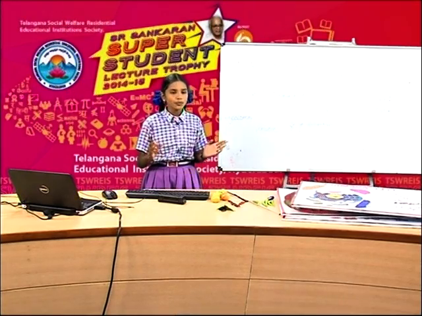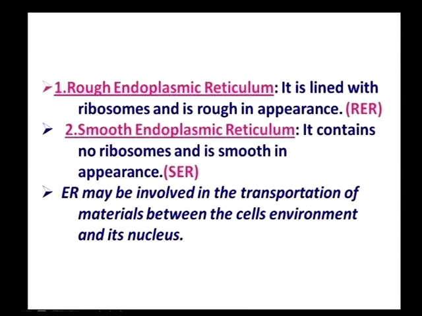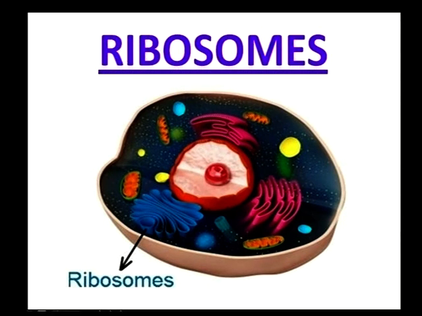Let's see in PowerPoint. The area where ribosomes are present on the surface is called rough endoplasmic reticulum, and the area where ribosomes are not present on the surface is called smooth endoplasmic reticulum. The function of endoplasmic reticulum is to transport materials from various regions of cytoplasm or between the cytoplasm and nucleus. See the next, ribosomes.